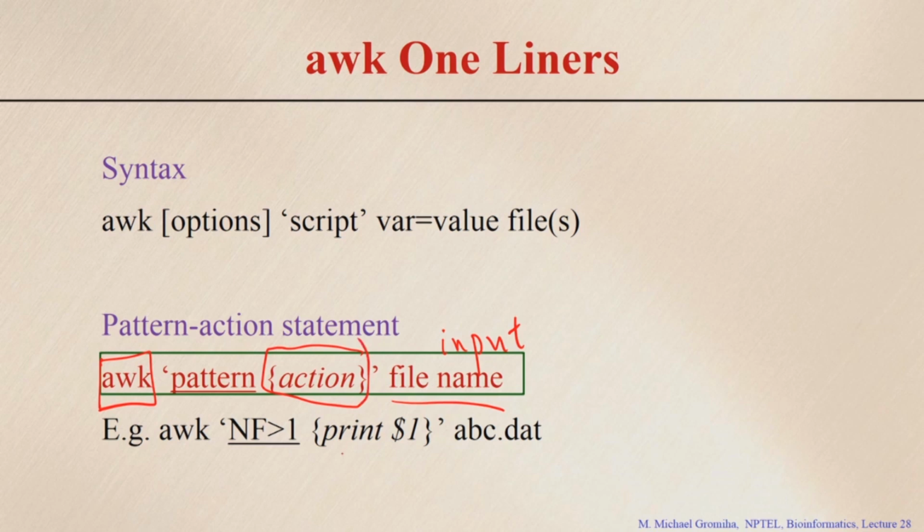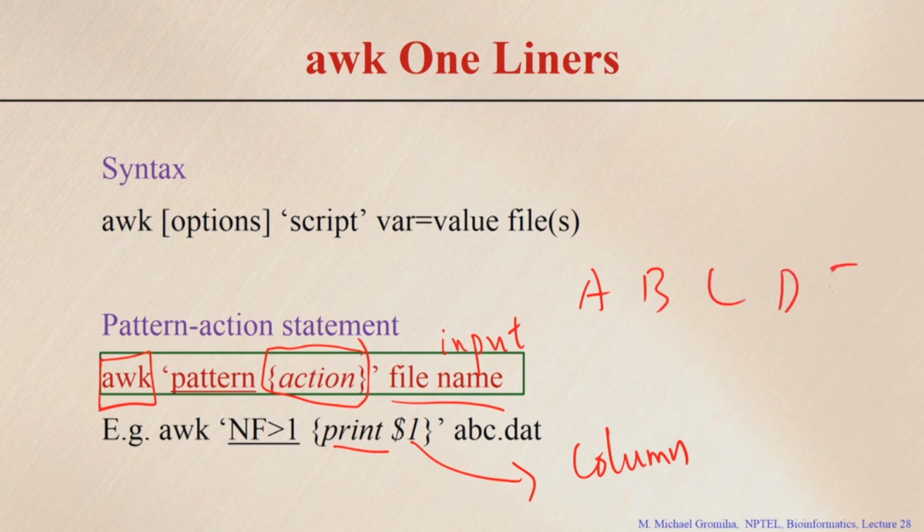For example, here the program tells us to print. Which one do we need to print? The first column, with $1, which means a column. For example, if this is A, B, C, D, E, this is column 1, this is 2, 3, 4, 5. So you use this dollar symbol to specify the column. The action means what we need to do. Here we print only the first column, and this is a pattern.